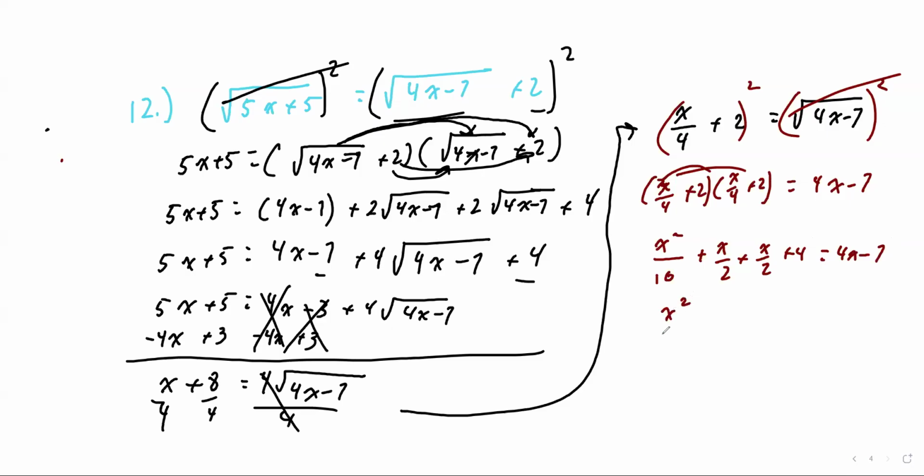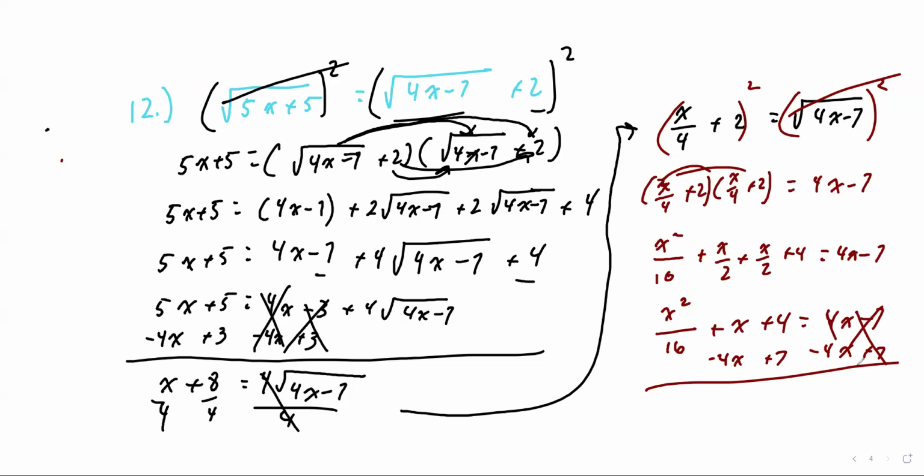Combine like terms, so I get x squared over 16. 2 halves now make a whole, 4x minus 7. And then I see I have a square, so I'm going to subtract everything over. I need to make sure it's equal to 0. So I have x squared over 16 minus 3x plus 11 equals 0.